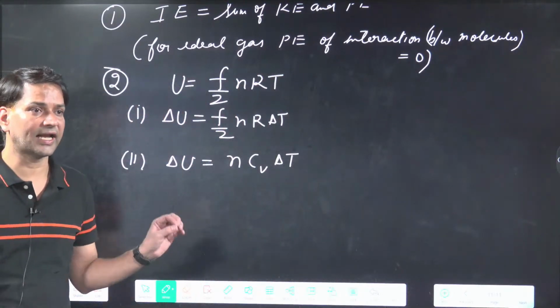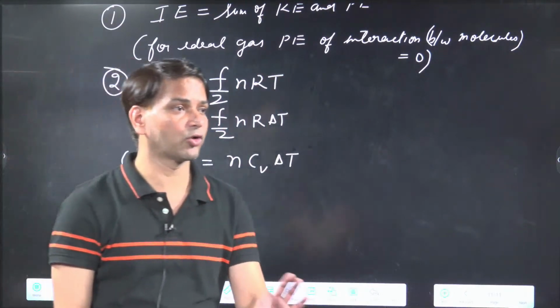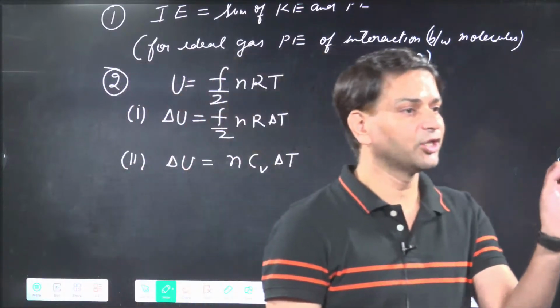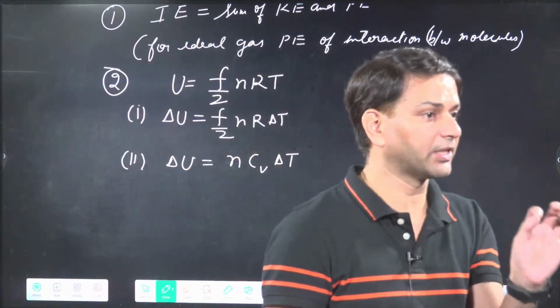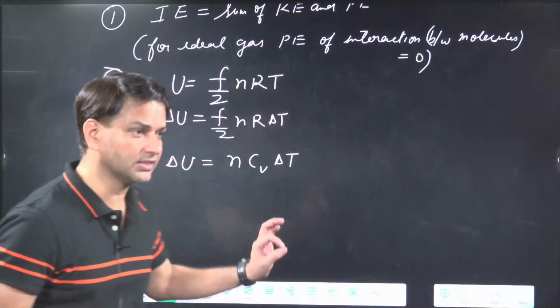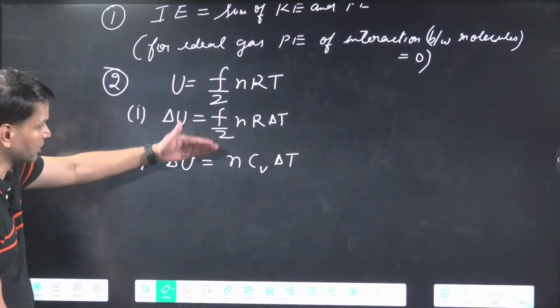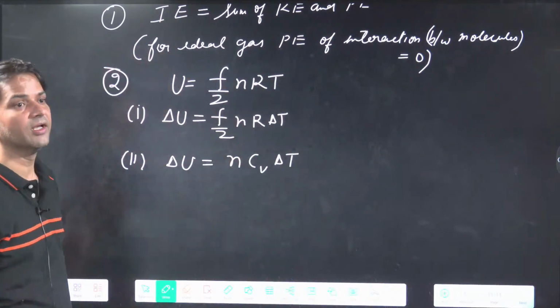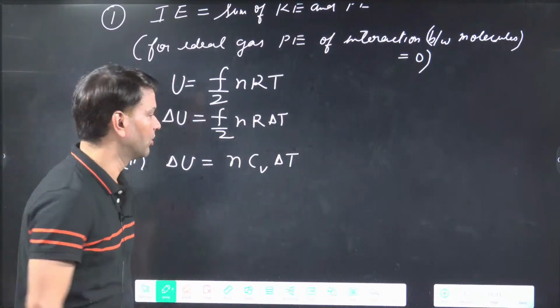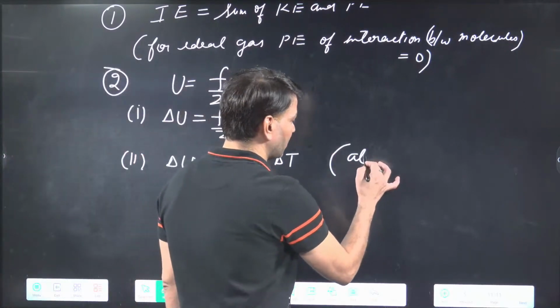Okay, so don't think that NCV delta T is applicable for only constant volume. Heat Q equal to NCV delta T is applicable for only constant volume, but this is applicable for all processes, because by equating these two I got CV is equal to F R by 2.